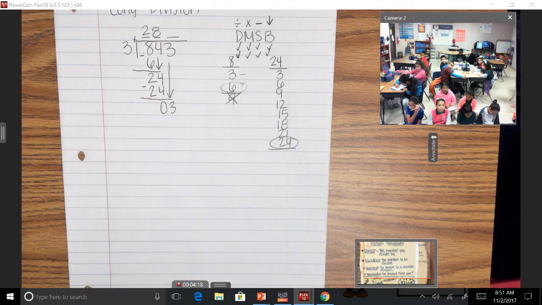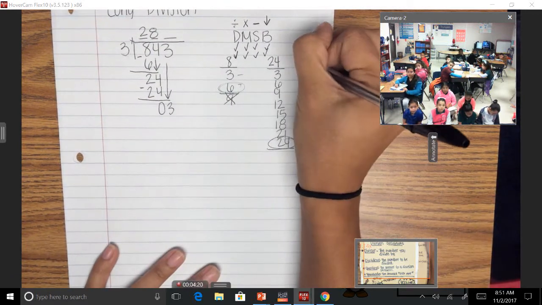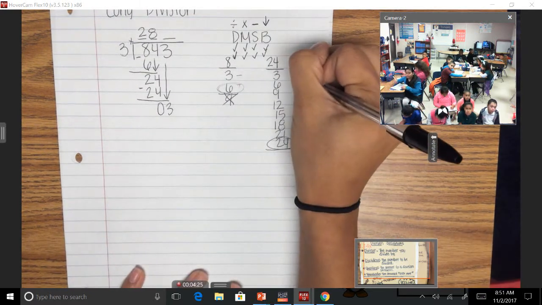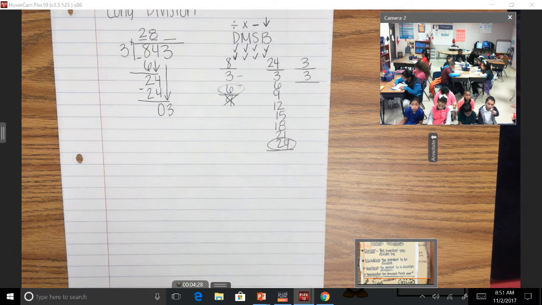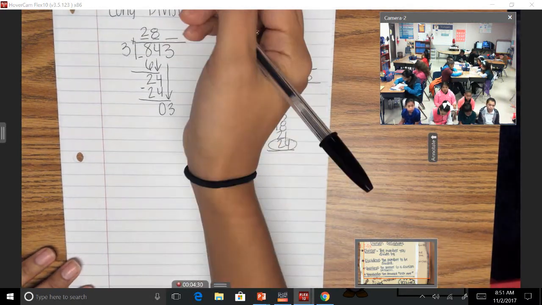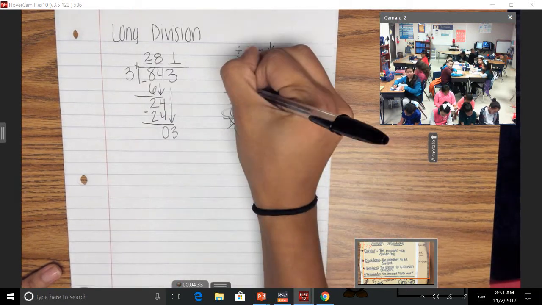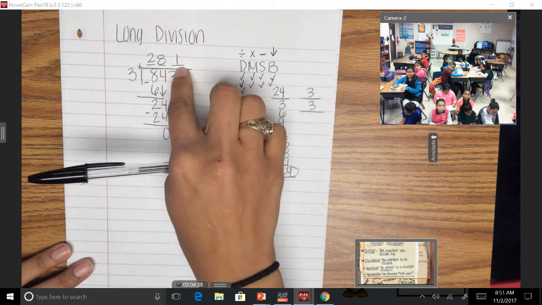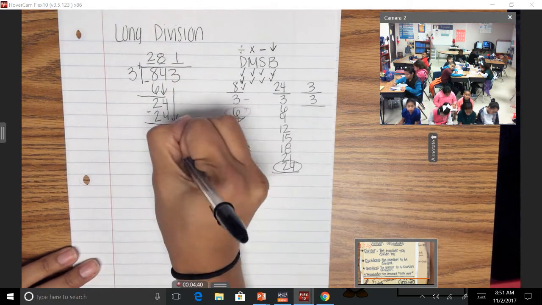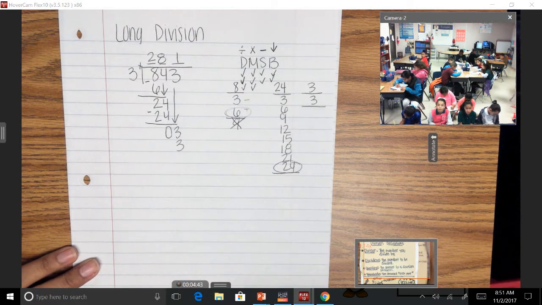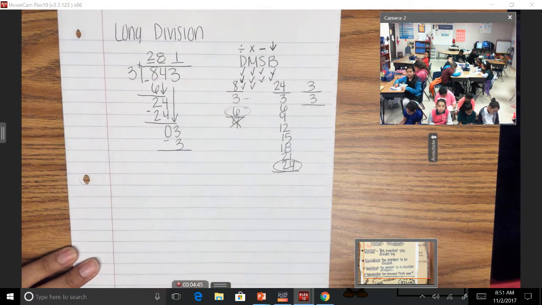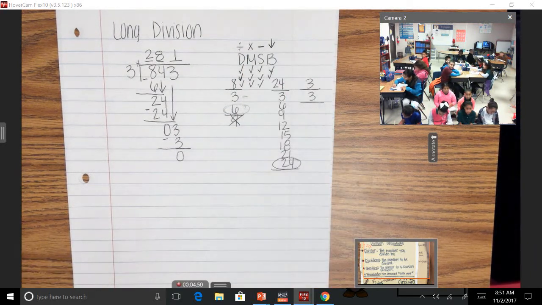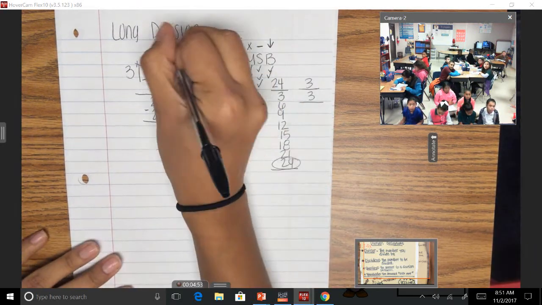Okay? How many pieces total do I have now? 3. And I need to make them in groups of what? 3. Let's count. 3. Stop. How many groups did I make? 1. 1 group. Where do I put that 1? In the ones place. That was division. What do I do next? Multiply. What am I multiplying? 3 times 1. Equals? 3. Okay, that was multiplying. Then subtract. Subtracting 3 minus 3, I get? 0. Is there anything to bring down? No. What's my quotient? 281.